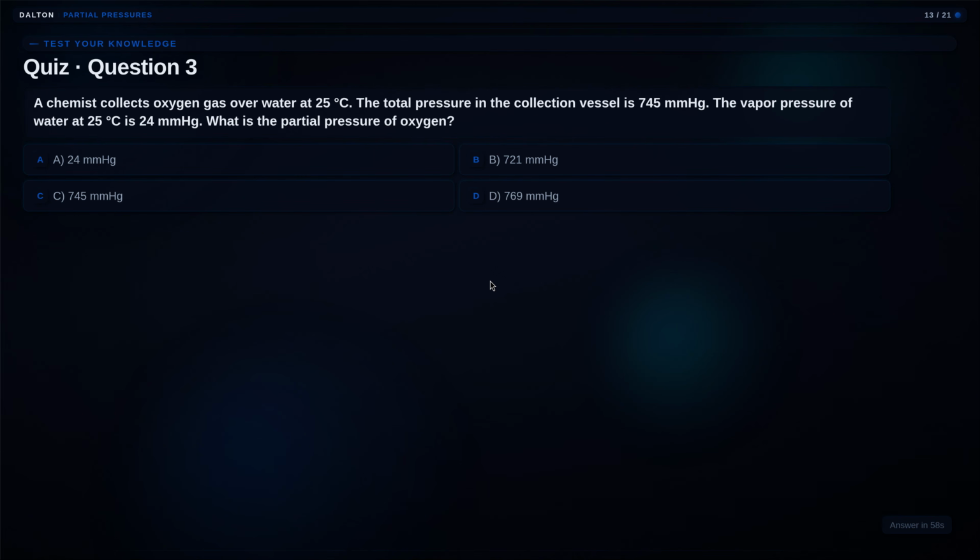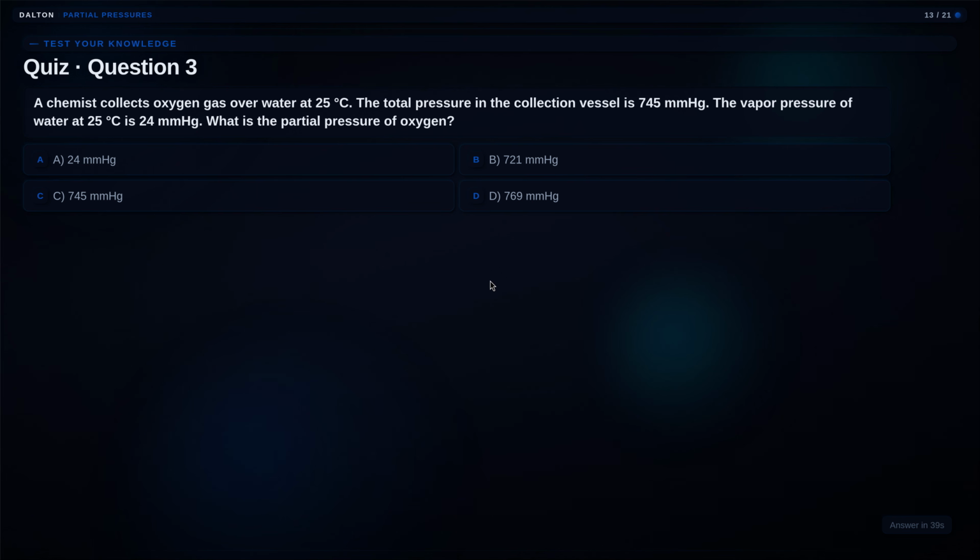Question 3. A chemist collects oxygen gas over water at 25 degrees Celsius. The total pressure in the collection vessel is 745 millimeters of mercury. The vapor pressure of water at 25 degrees Celsius is 24 millimeters of mercury. What is the partial pressure of oxygen?